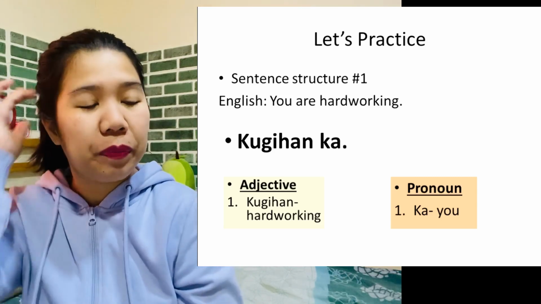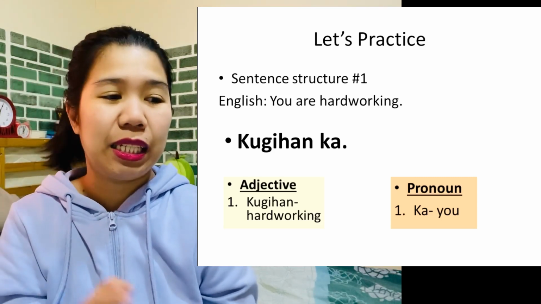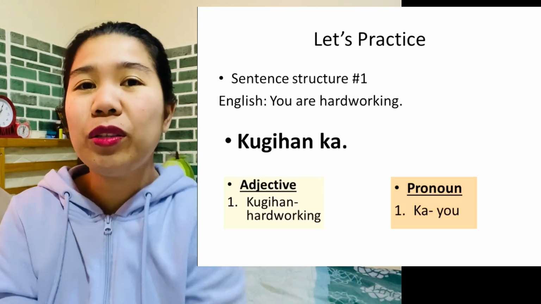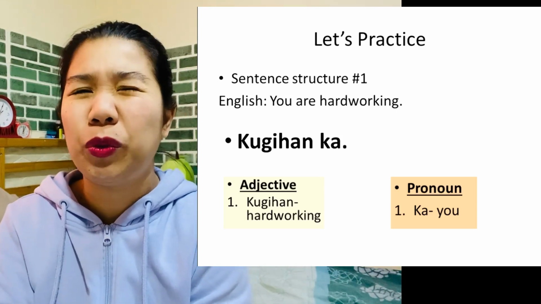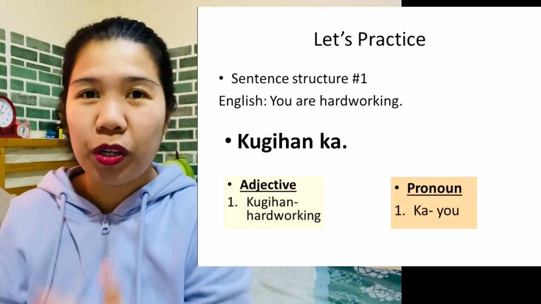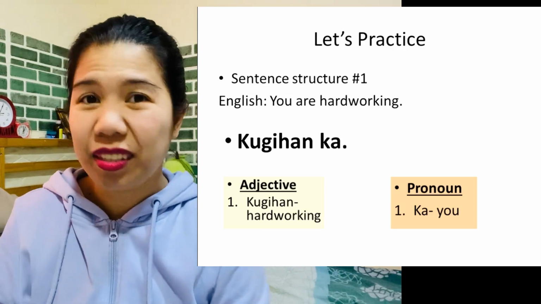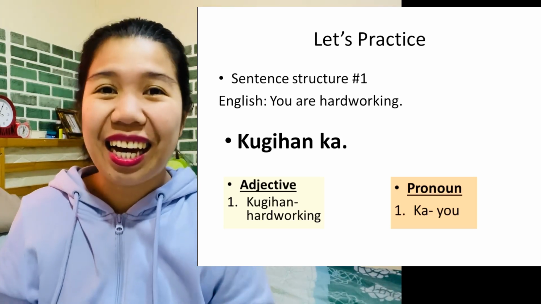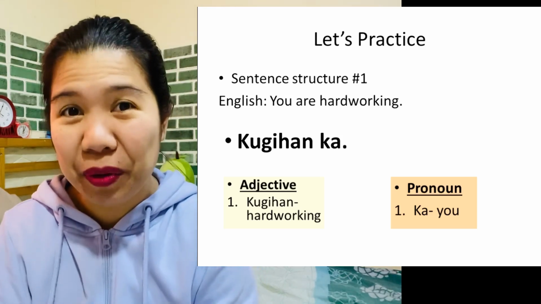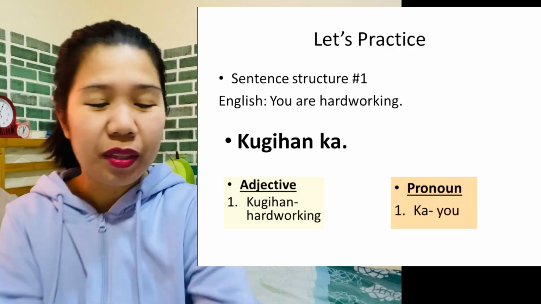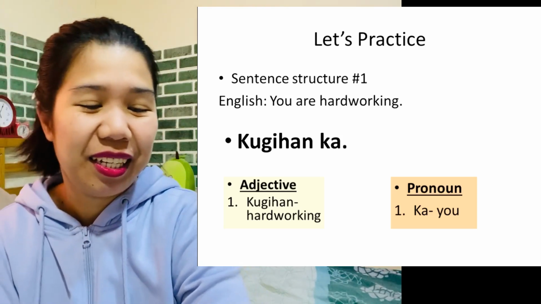Kugihan ka. I'm asking you a question in Bisaya actually when we transform this declarative sentence. We are stating a sentence, declarative, kugihan ka. If you want to ask a question, are you hardworking? We just simply change the tone. Kugihan ka. You are hardworking. Kugihan ka? Are you hardworking? That's how easy Bisaya is. Okay. Kugihan ka, Ber? Kugihan ka, subscriber? Okay. I hope you are kugihan.